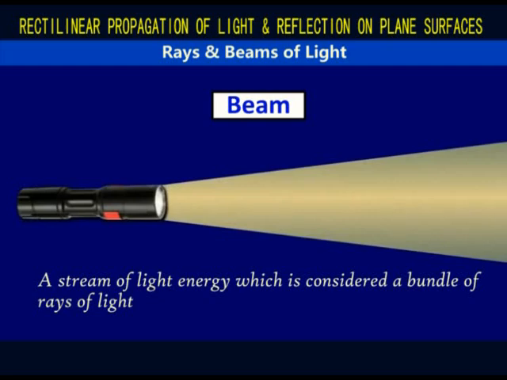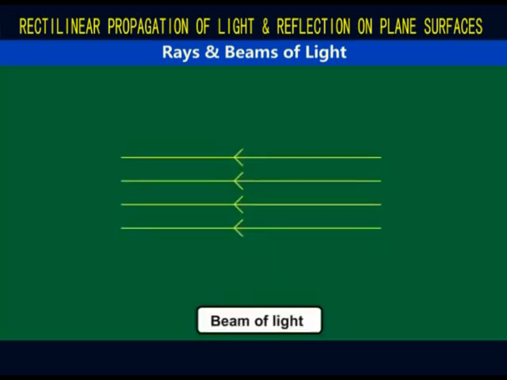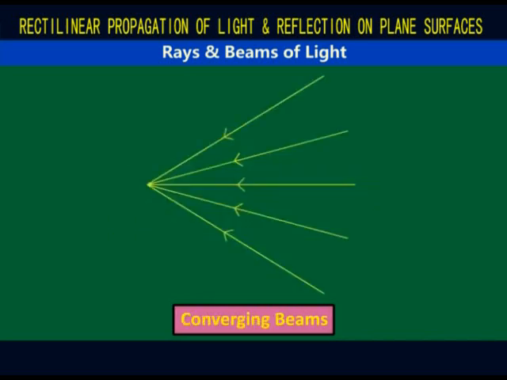A source of light may produce an infinite number of rays, all spreading out as shown on your screen. The beams that are perfectly parallel to each other are called parallel beams. Those that appear to be converging are called converging beams, while those appearing to originate from a point are called diverging beams.